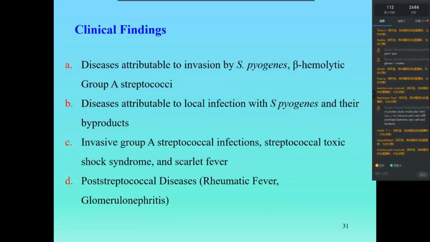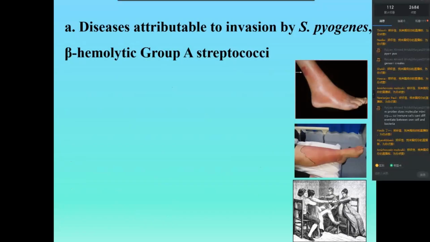Okay, a second group of disease is caused by the local infection of the bacteria and their byproducts. For example, they can cause a sore throat, which is an infection in the throat, and also streptococcal pyoderma. This is the local infection of superficial layers of the skin.